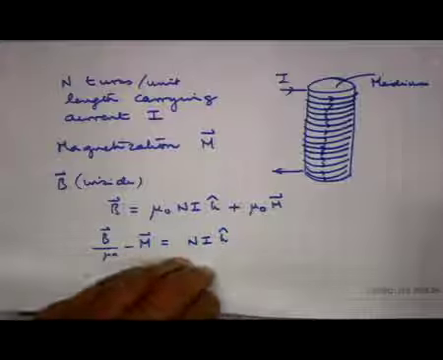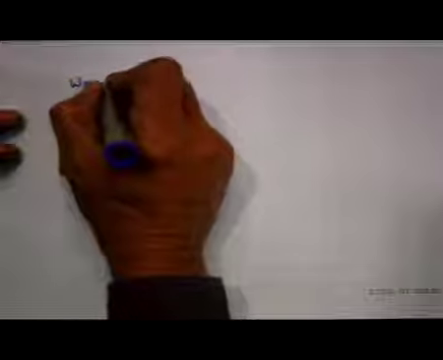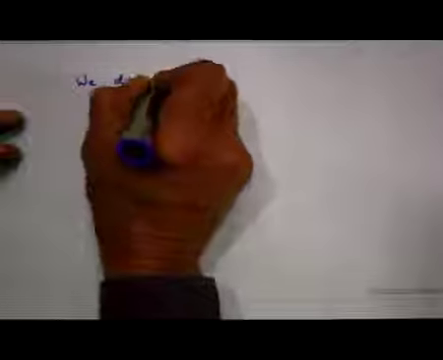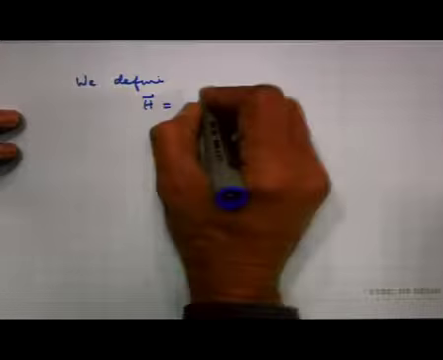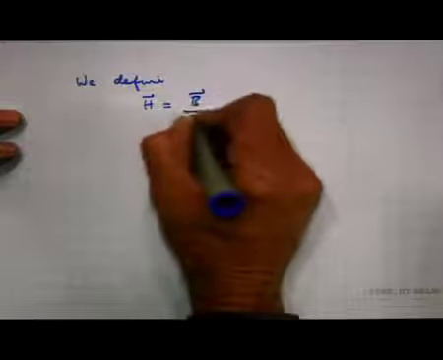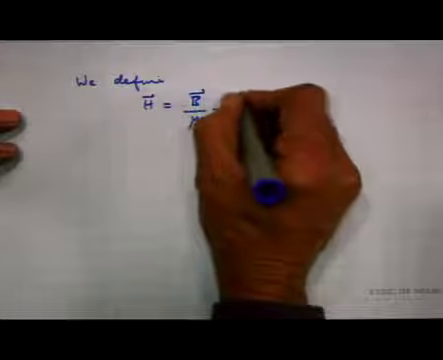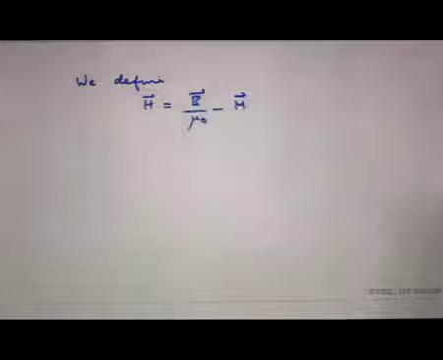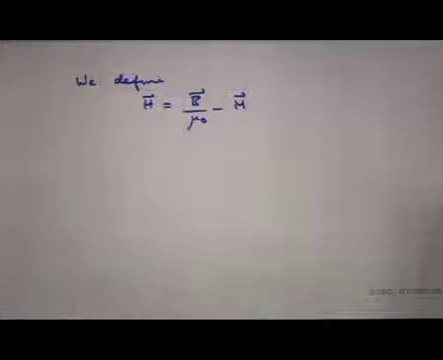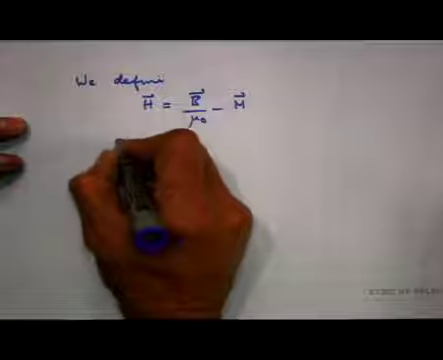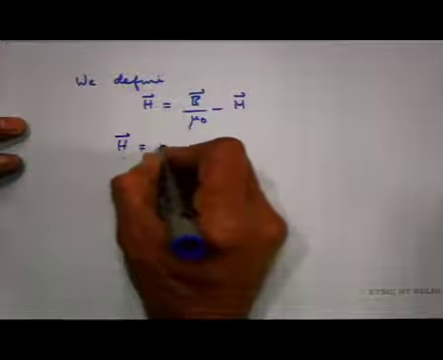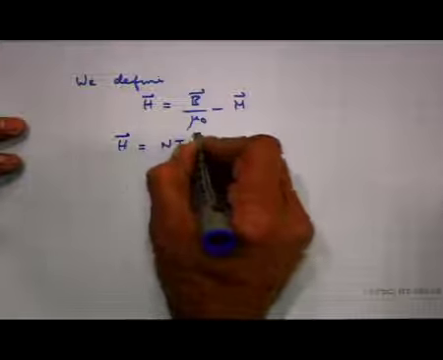Now, I introduce a new vector. We define H is equal to B by mu naught minus M. We define a new vector H vector which is B by mu naught minus M. So, I can substitute H vector into this equation and I get H is equal to N I times k cap.